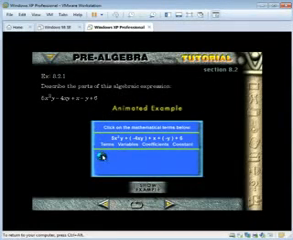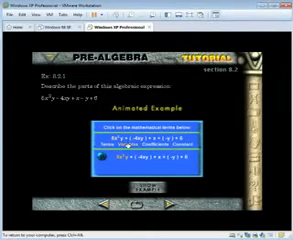Example 8.2.1. Describe the parts of this algebraic expression: 5x squared y minus 4xy plus x minus y plus 6. Since subtracting is like adding the opposite, think of this expression as the sum of these five terms: 1. 5x squared y, plus 2. negative 4xy, plus 3. x, plus 4. negative y, plus 5. 6. Click on each term above to hear more about that term.